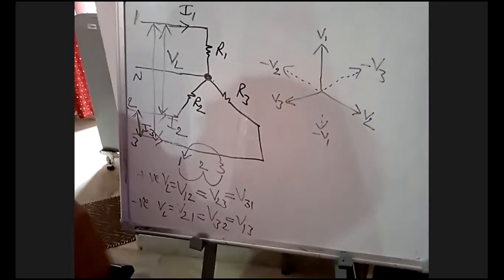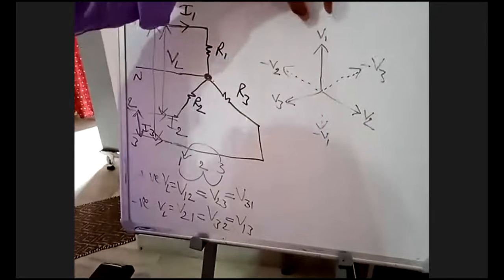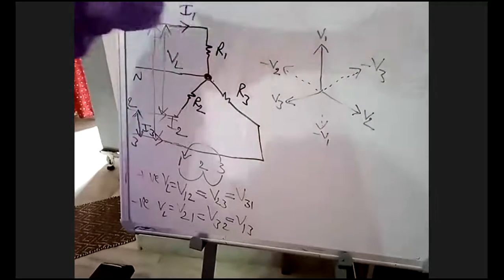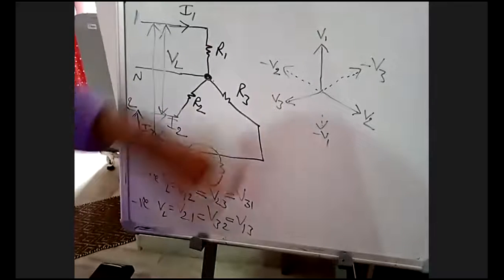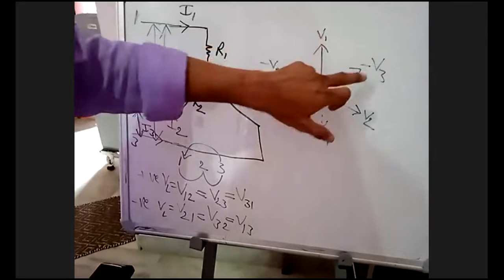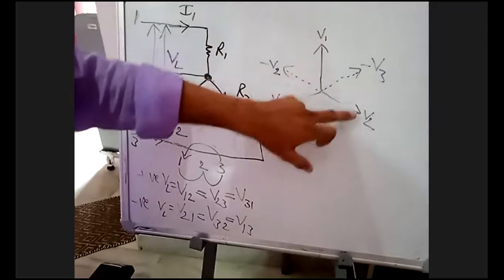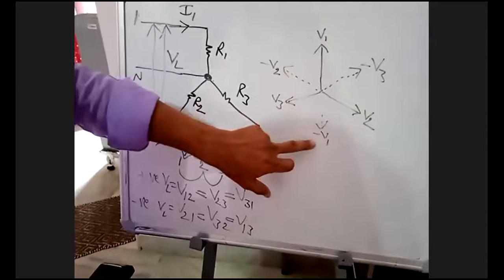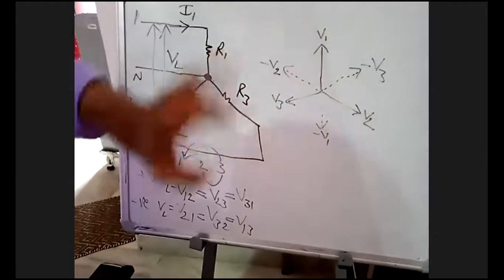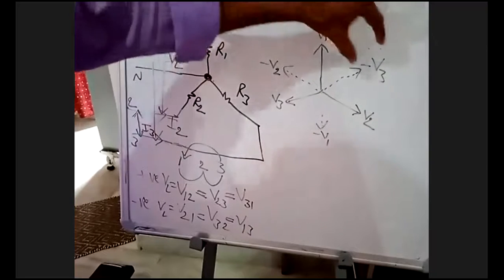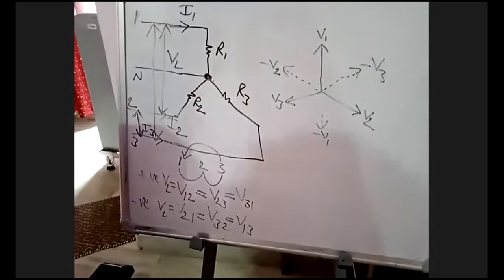Is it clear? See here, this is the positive phase voltage, this is the negative phase voltage. In between these two, I'll draw the line voltage. In between one positive and one negative, here also, one negative, one positive, and so on. See how we'll draw this.